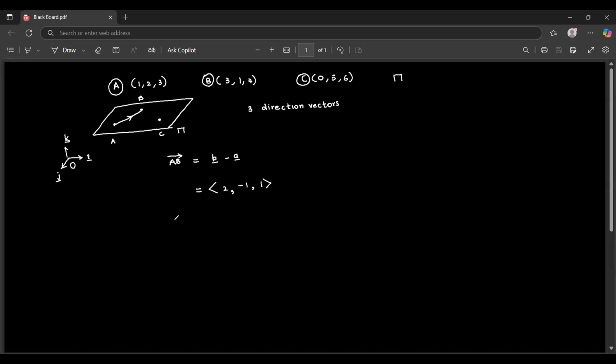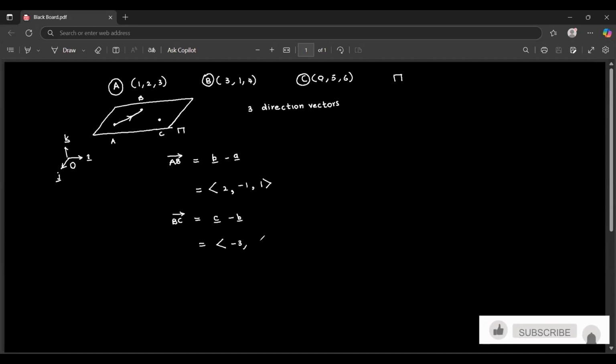And we can also find BC. BC will be equal to C minus B. So C minus B is 0 minus 3, which is minus 3, then 5 minus 1, which is 4, and 6 minus 4, which is 2. So we have two direction vectors.